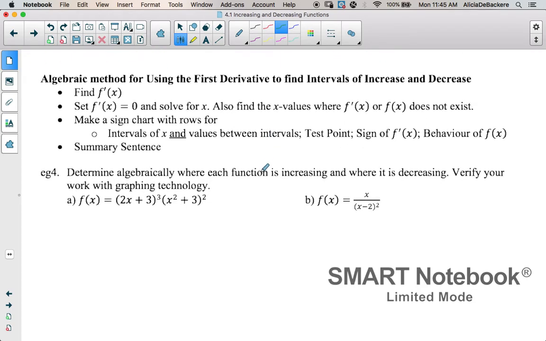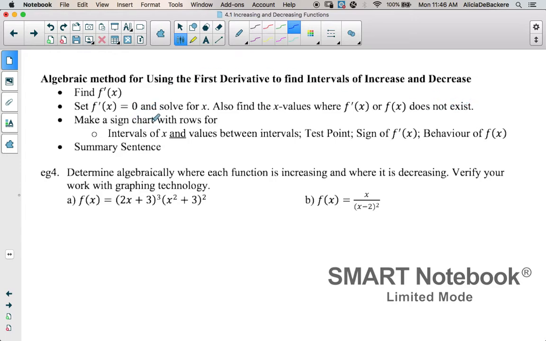All right, we're going to use the algebraic method for using the first derivative to find the intervals of increase and decrease. So what happens if I give you an equation? How are you going to figure out where the graph is increasing or decreasing? Well, the first thing we're going to do is find the first derivative. Then we're going to set it equal to 0 and solve for x. We're also going to find the x values where the derivative or the original function does not exist, because those are important to us as well.